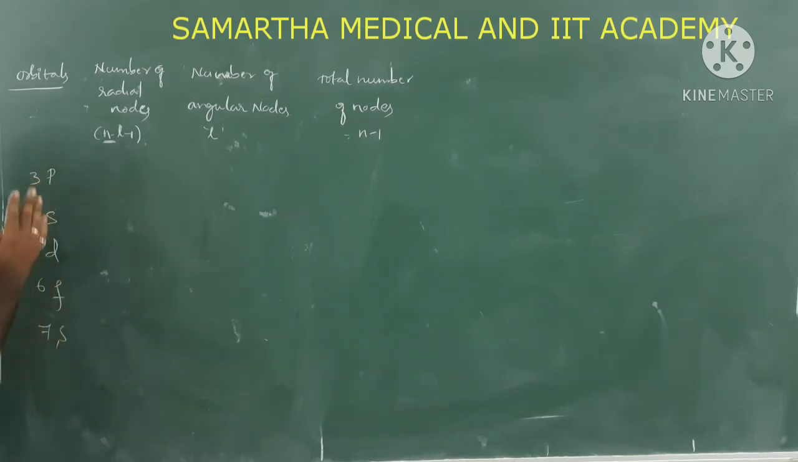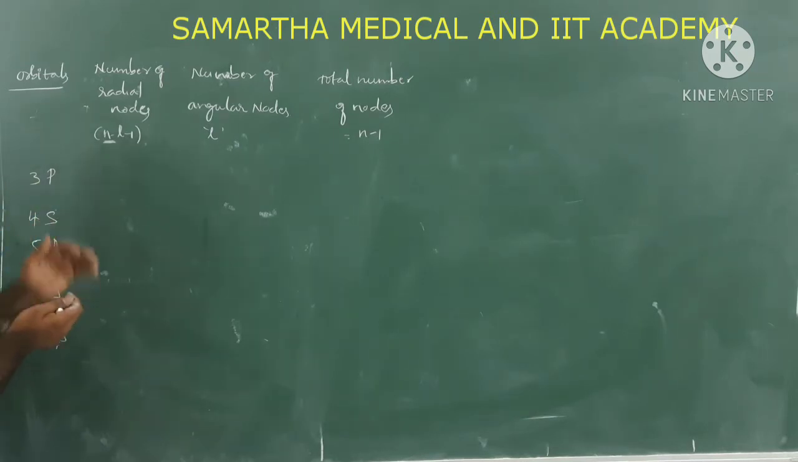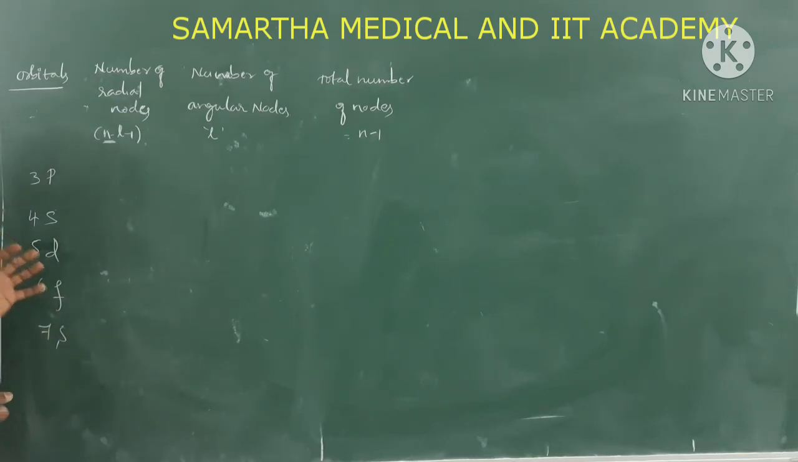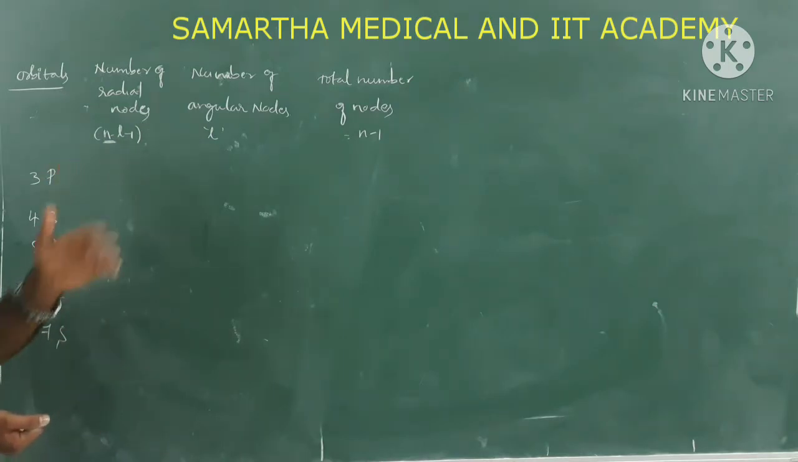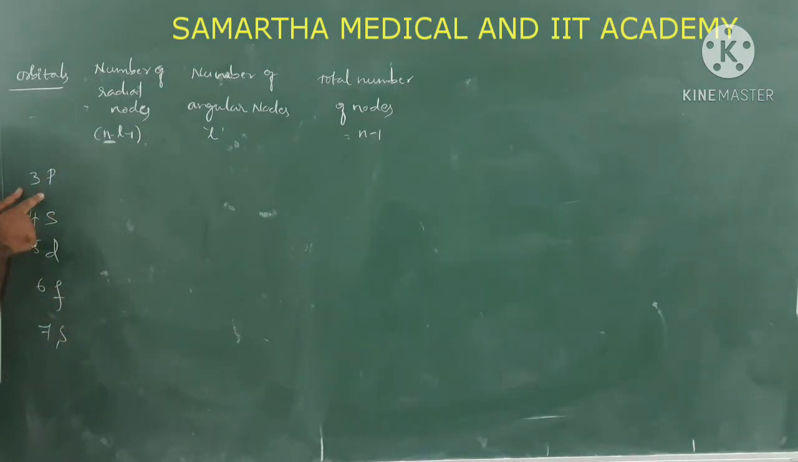Okay, so with the help of these particular values, we are going to find out the actual number of radial nodes present in a particular subshell, the number of angular nodes, and the total number of nodes. Let's discuss, guys. So 3p. What might be the radial nodes present in the 3p subshell? Let's calculate. So n value here is 3.